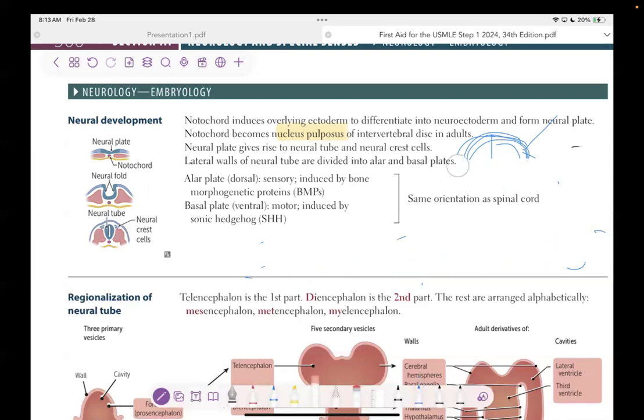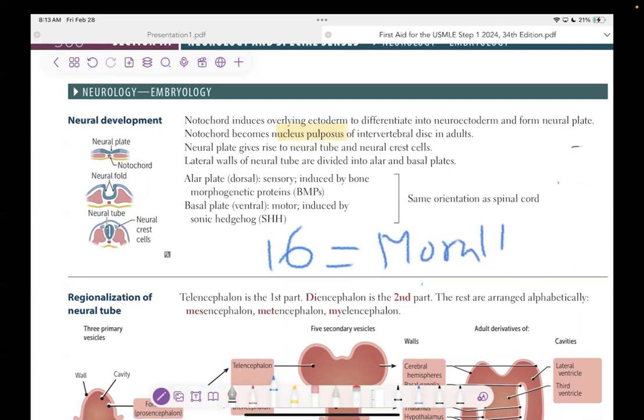Whenever the zygote reaches 16 cells, it is called a morula, right? These topics are all explained in the reproductive system. It is not here in neuro, but still we have to start from there. Morula means a bag of cells, or a ball of cells.